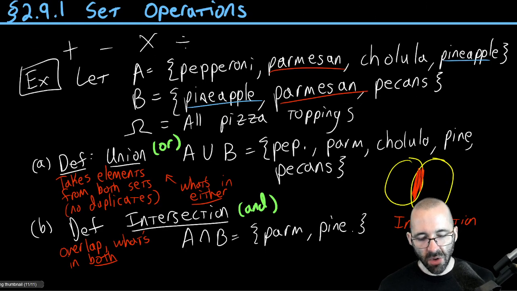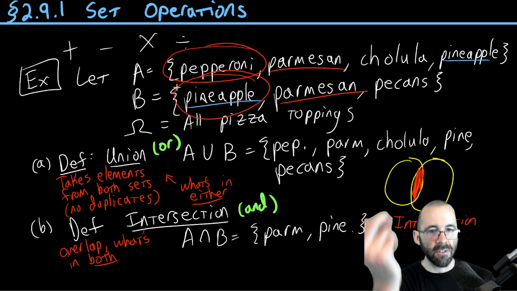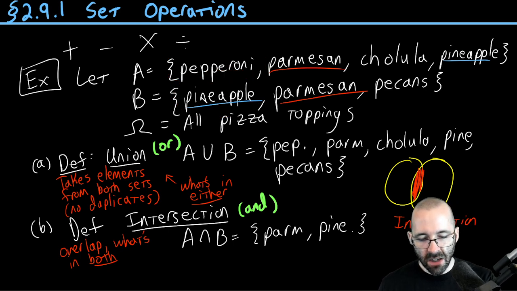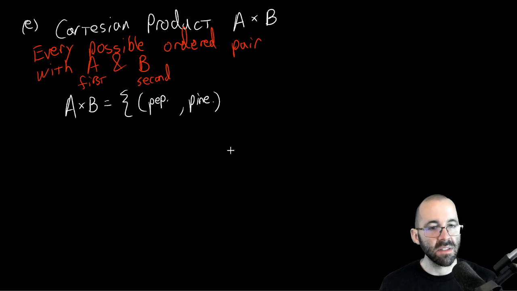What's the first possible ordered pair? Well, could be pepperoni and pineapple. We take the first element from A, the second element from B. Pepperoni, pineapple. We'll give more examples of this in the next video as well.